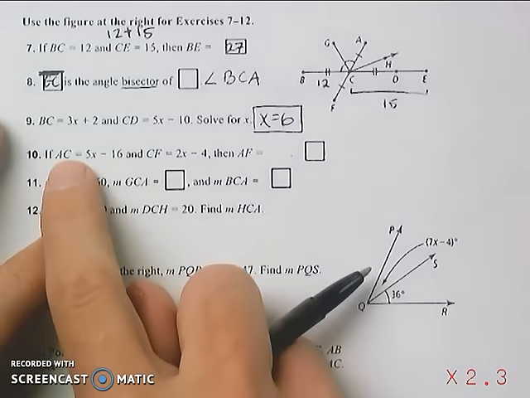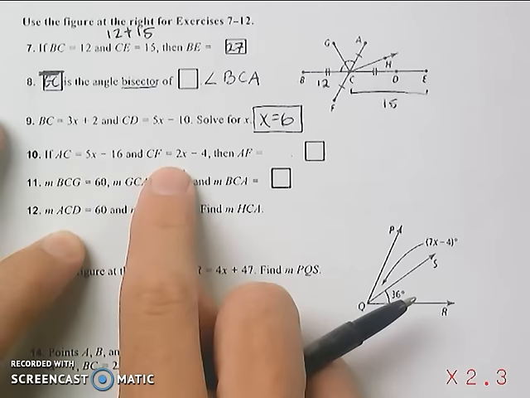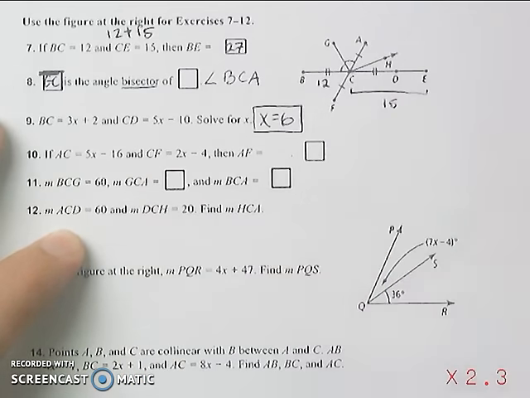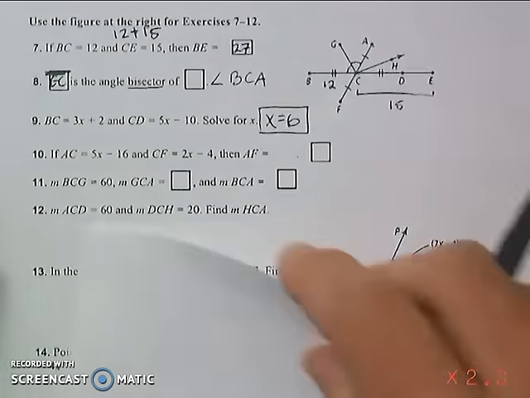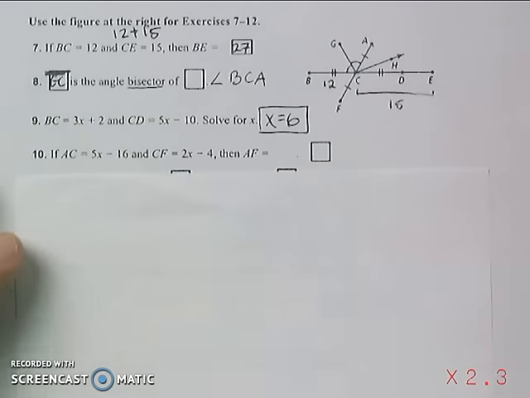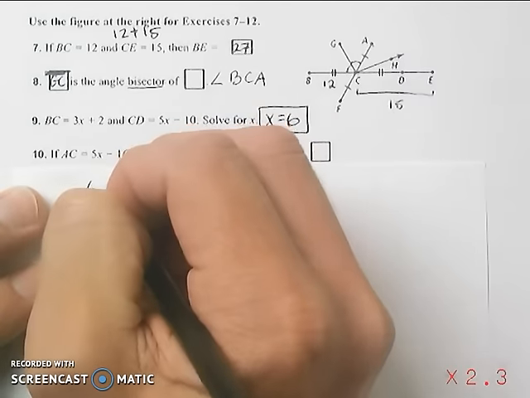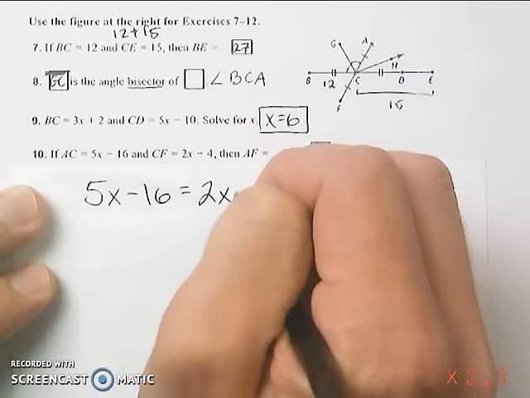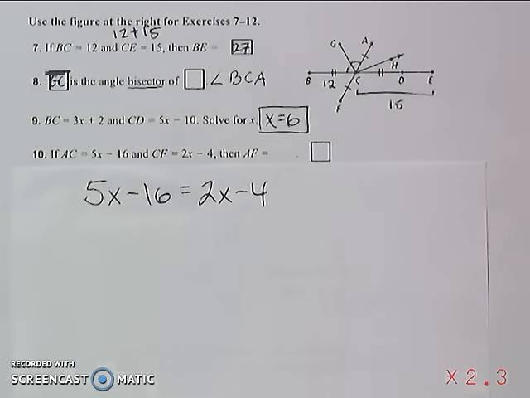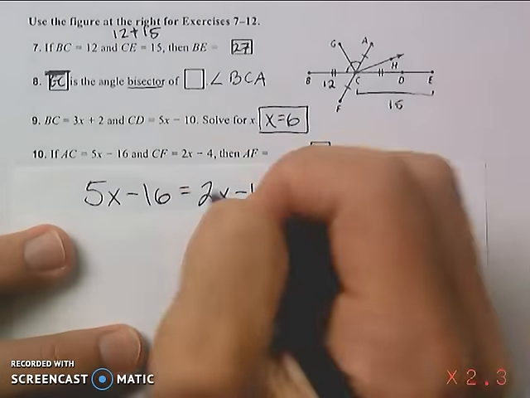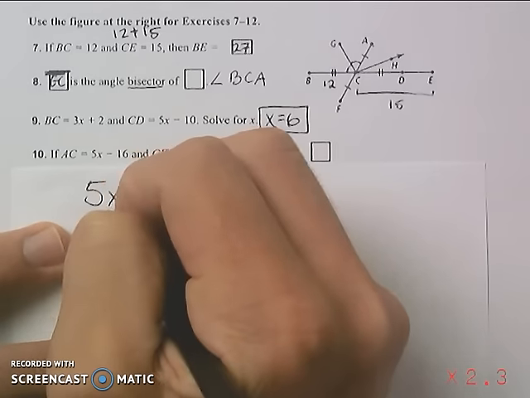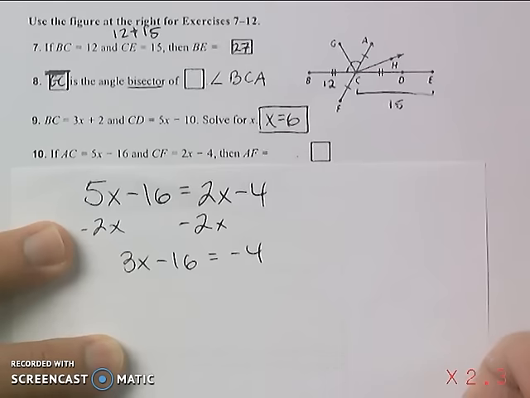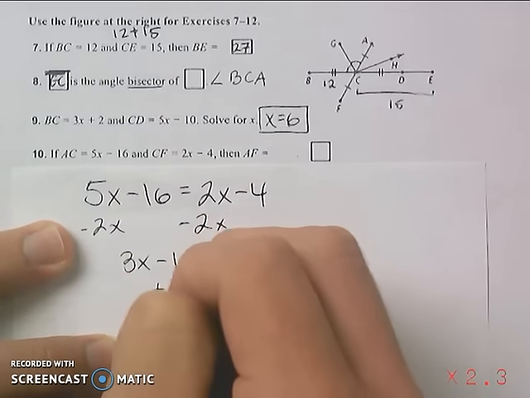Alright, number 10, AC and CF. Again, AC and CF are congruent segments. So we can go ahead and use that knowledge to set them equal to each other. So 5x minus 16 is equal to 2x minus 4. Go ahead and move the smaller variable. Then we'll move everything away from the variable.